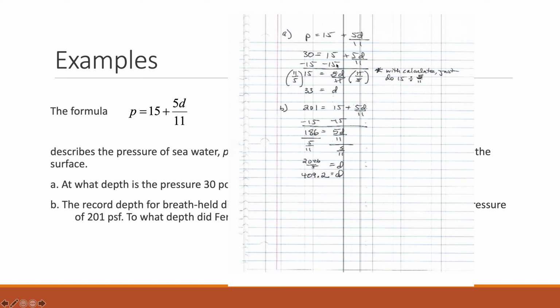All right, now letter B talks about this time, what if the pressure is 201? What depth are we talking about? So I plug in a 201 for the pressure, and subtract 15 from both sides, 186, just like before. Divide by 5/11. I wrote the step this way this time, so you could see both ways of writing it. And if we do that, again, so much easier on the calculator, we get 409.2. So that's pretty impressive to me that we went 409.2 feet under the surface.